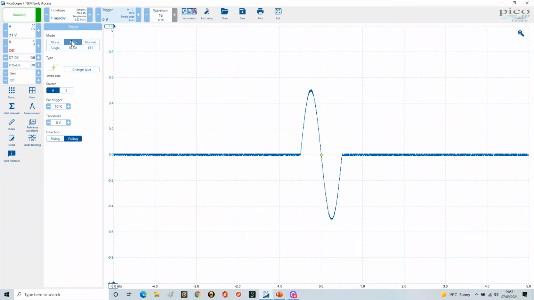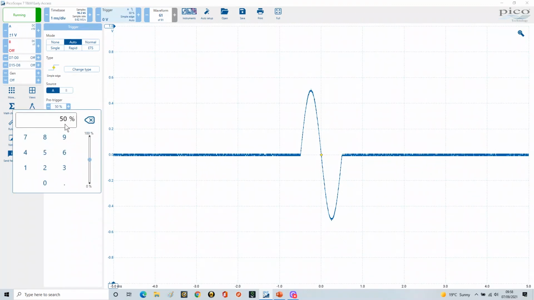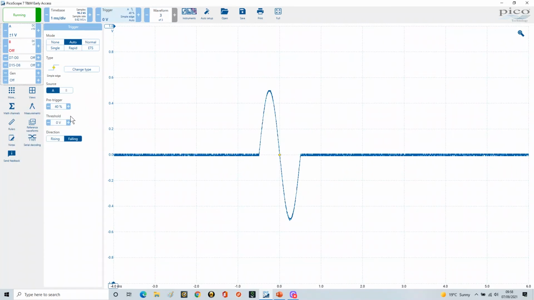And now, because we are triggering, we can actually choose a trigger source, whether it's from channel A or channel B. We've got a pre-trigger. This 50% here is the position on the screen where the actual captured waveform is going to be shown. At 50%, it's in the midpoint of the screen. If I change this to 40% and wait for the capture, you'll see it has moved from that point to this point. And so it allows us to see more of the post signal and less of the pre-signal.